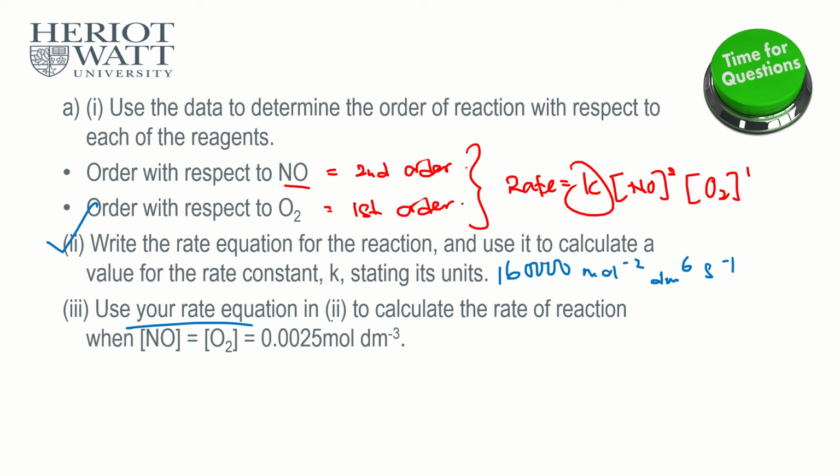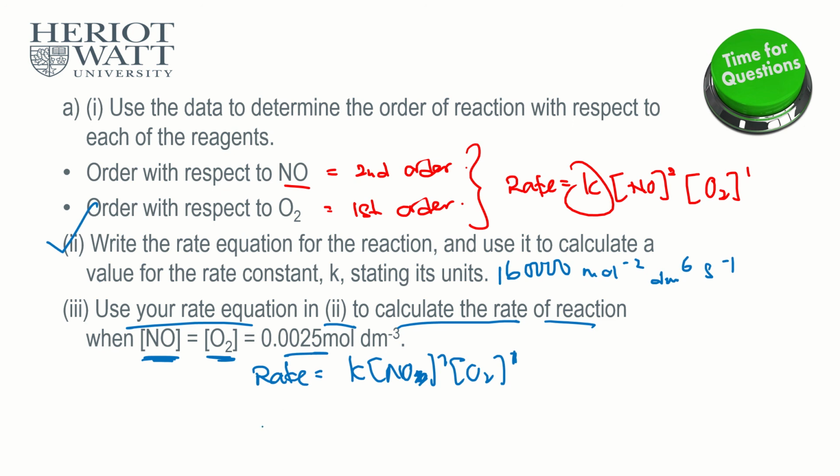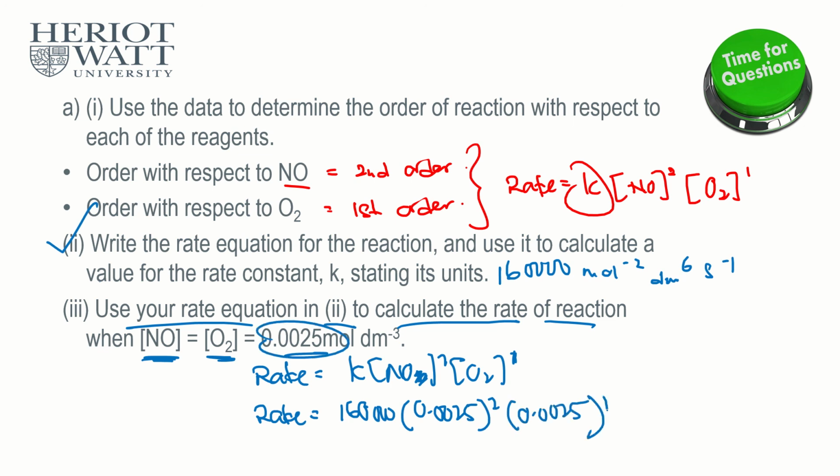And use your rate equation in 2 to calculate the rate of reaction when the concentration of NO and oxygen equals 0.0025. Now we have everything in the equation, so we can just sub it in. So the rate equation, again, I rewrite it. Rate equals K concentration of NO power 2, and then O2 power 1, right? And then put in the values. Rate equals unknown, because we are calculating the rate for question 3. Rate constant 160,000. And then NO squared, NO is 0.0025 squared, which is given. Oxygen is the same. It's supposed to be cubed then. Power 1, so I split them. Then you just multiply them. You will get the rate of reaction. And from the units cancelling out, you will get your rate as mole per dm cube per second. Right? So you get your value here.